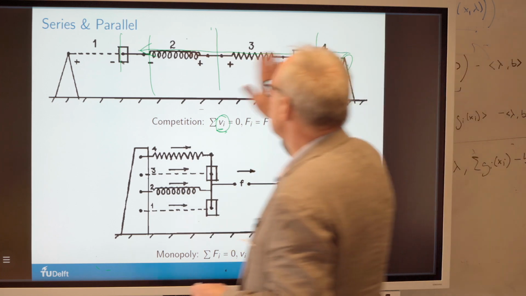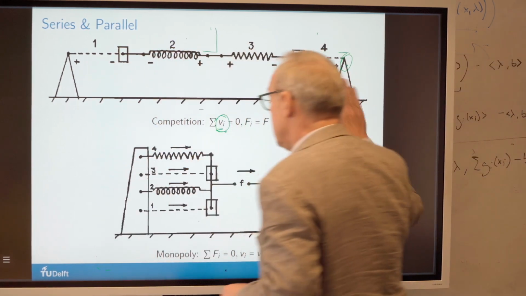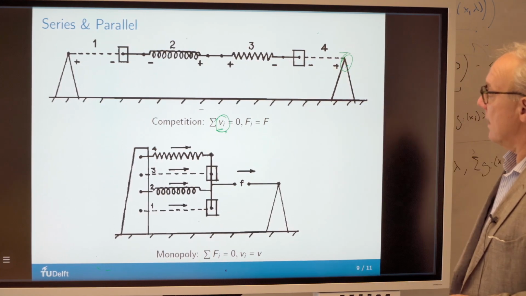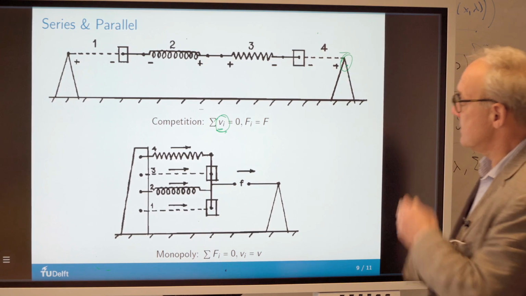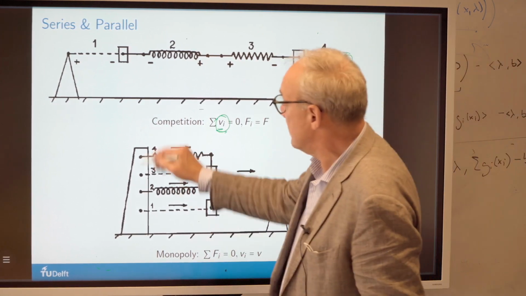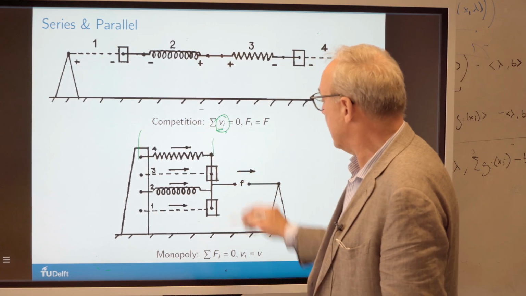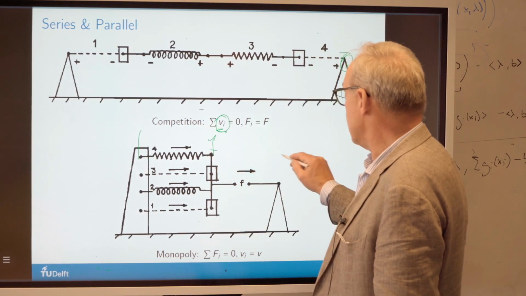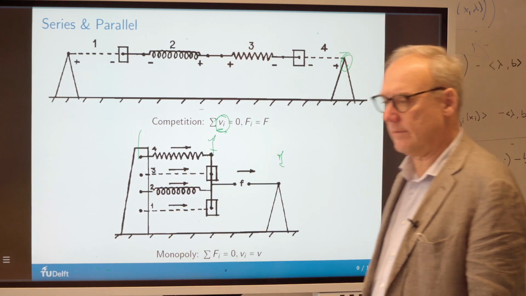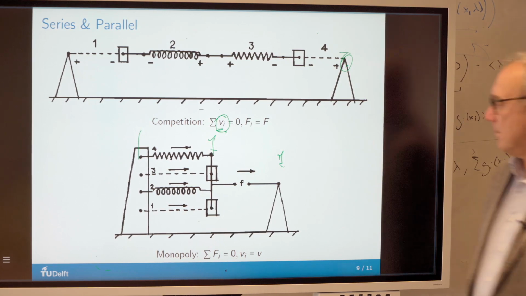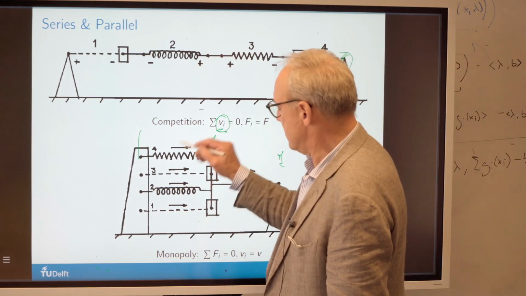So here you see a system in parallel. How many one junctions do we have here? Well, I guess we have one for this velocity, right? One here, right? This one is the same as that one, right? And how many zero junctions? Four. Yeah, I think so.